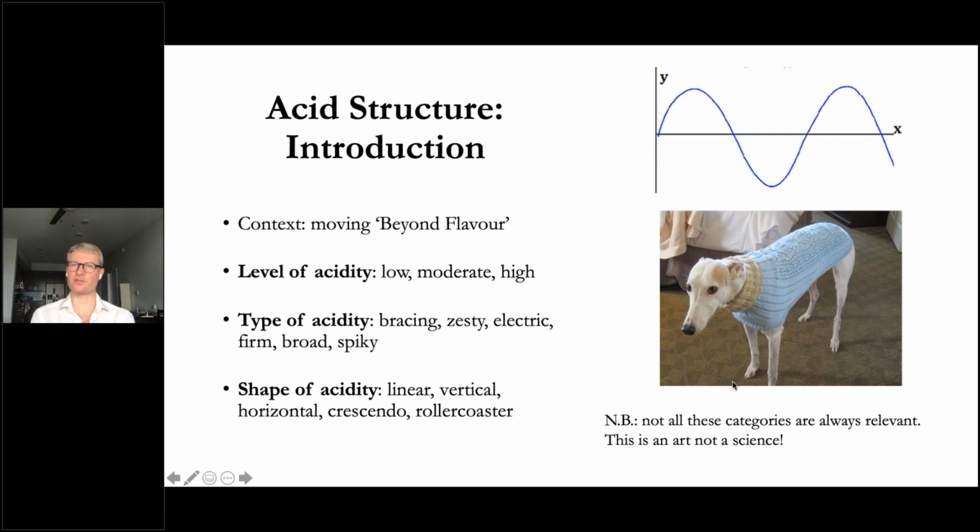But now I want you just to focus on one aspect of acid structure. And that's the first one here on this slide, which is simply the level of the acidity. Very simple. Just tell me, how much does the wine make your mouth water? If it doesn't make it water very much, then it's kind of low acidity. And if it makes it water like crazy, then it's high acidity. What level of acidity do you think your wine has?